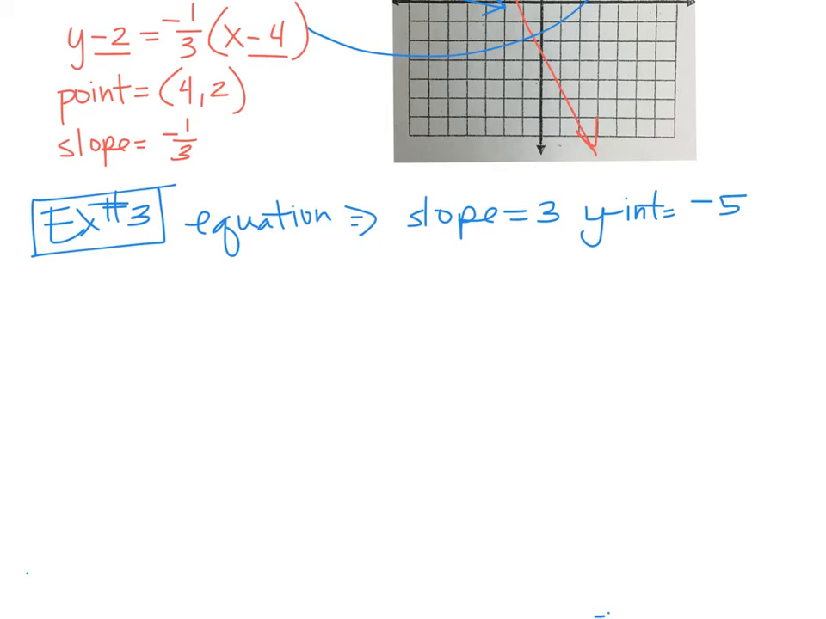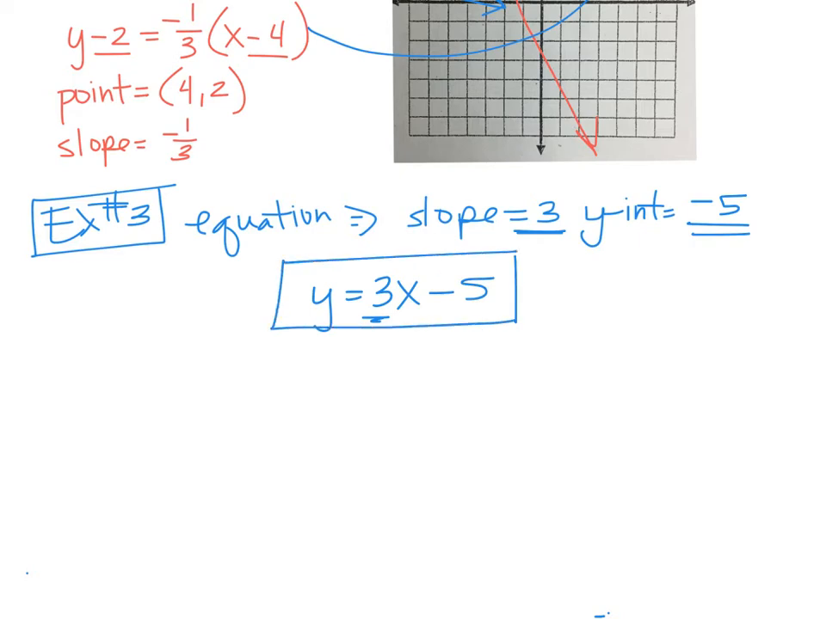Okay, so if we're going to write the equation of a line with a slope of 3 and a y-intercept of -5, what would that look like? Right, y equals 3x. So your slope always comes before your x, right? And then it's a negative 5. So you could say plus a negative, but most simplified, it would be 3x minus 5.